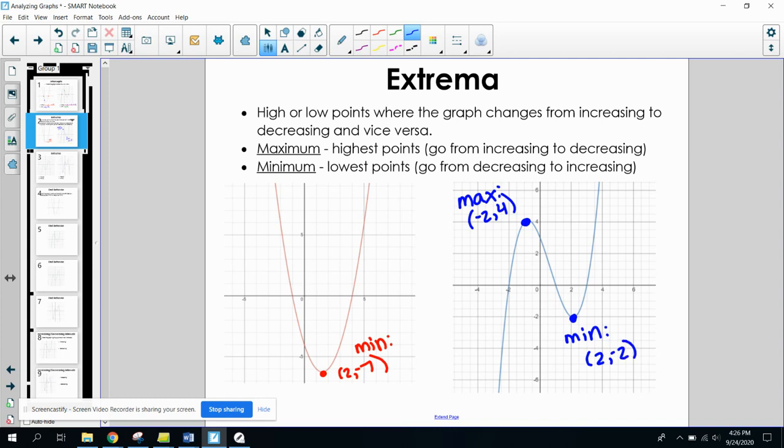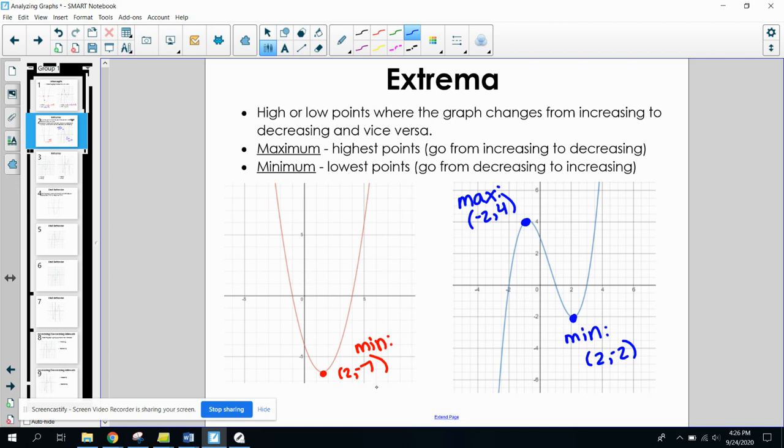So sometimes they might ask you for the minimum or the maximum value. If they ask for the value, that's referring to the y value, since the minimum or maximum really has to do with the y values, right? The minimum is the lowest point on the graph. And in terms of the height of the graph, we always look at the y values.